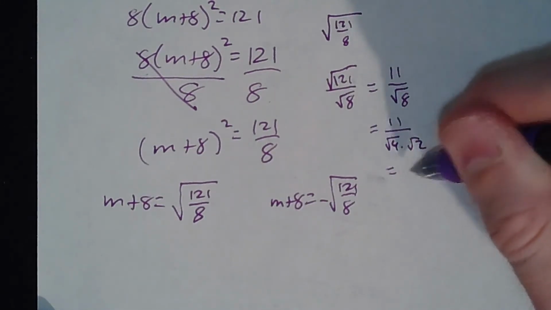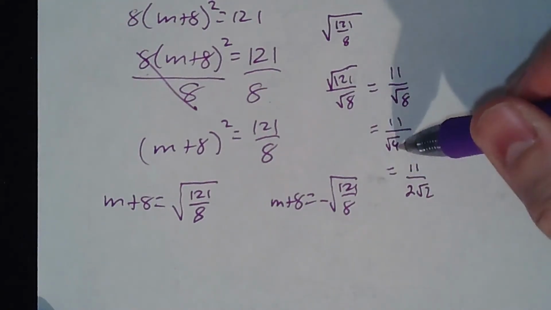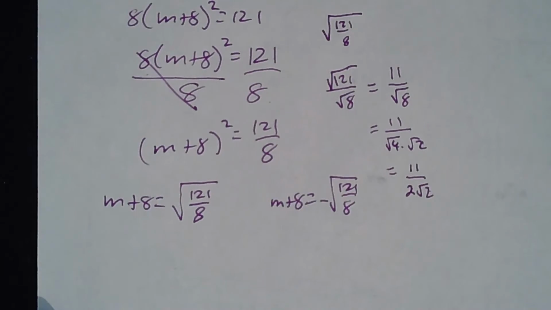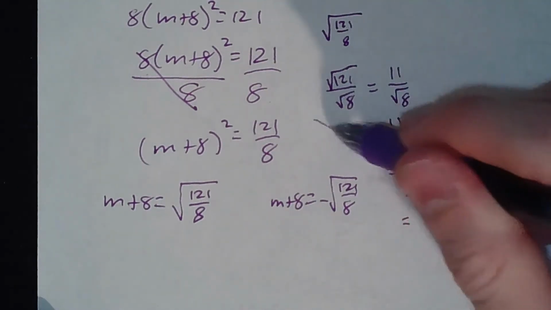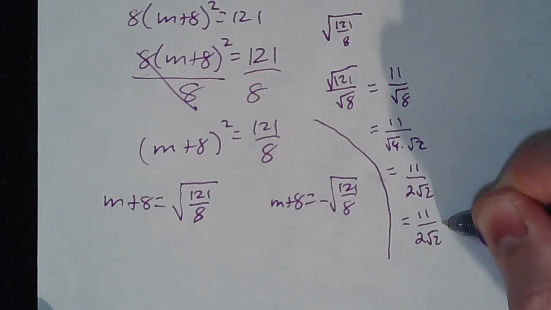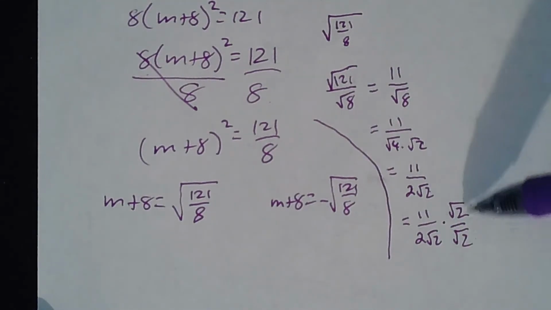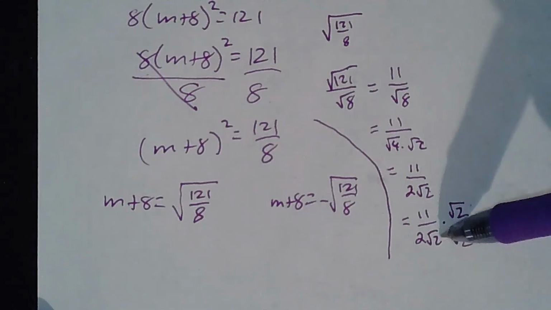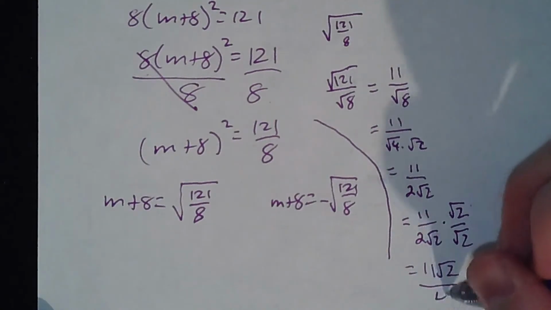Anyways, you end up getting 11 over 2 rad 2 because square root of 4 is 2, square root of 2. We're not done yet. We need to take that 11 over 2 rad 2 and multiply by square root of 2 over that square root of 2. That's called rationalizing the denominator. That's making sure this square root of 2 goes away. We get 11 square root of 2 over 4.